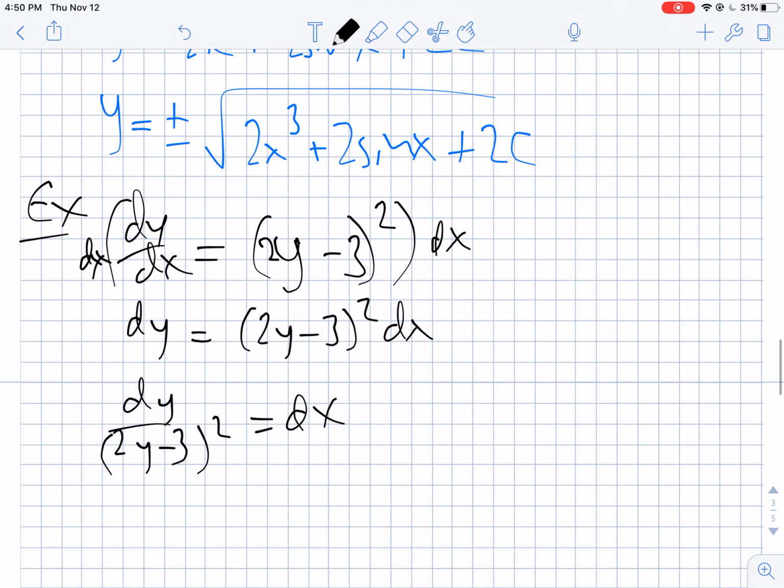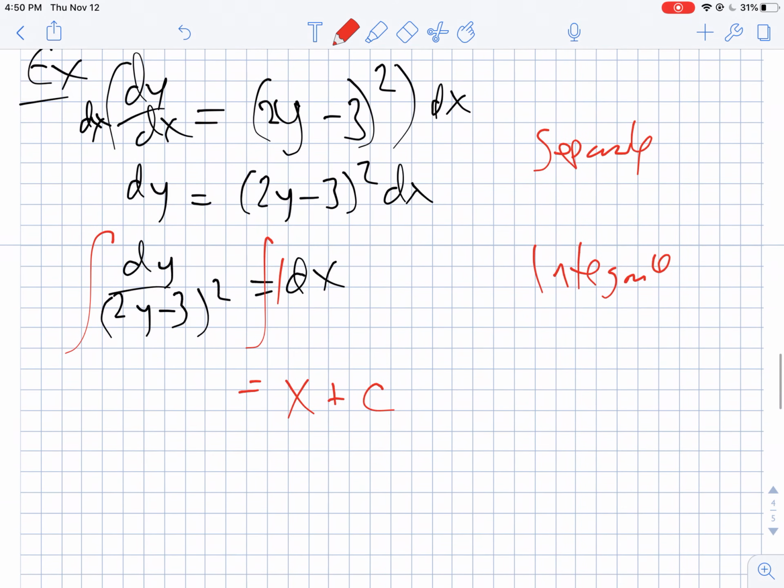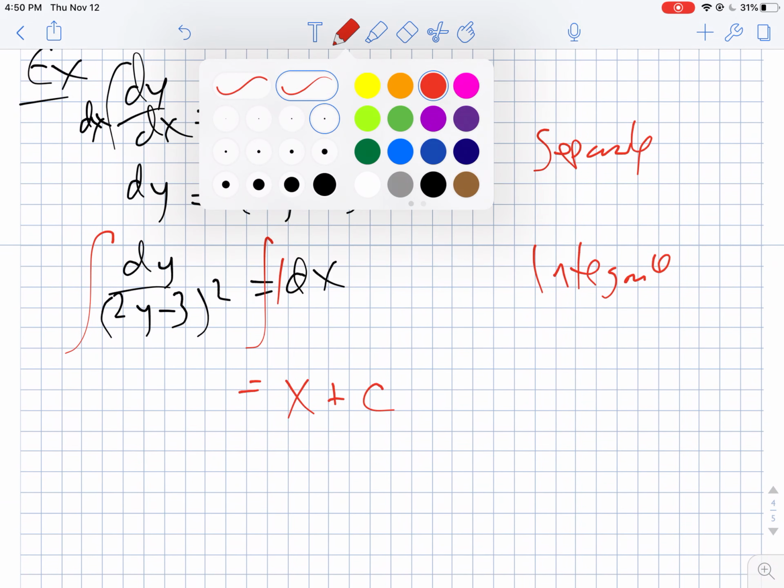Now from here, we just have a dx, but we're still going to integrate both sides. We separated, and now we're going to integrate and solve for y. The right side's very simple. You're just integrating a 1, right? So integrating 1, I'm just going to get x plus c. Don't confuse that with xtc.